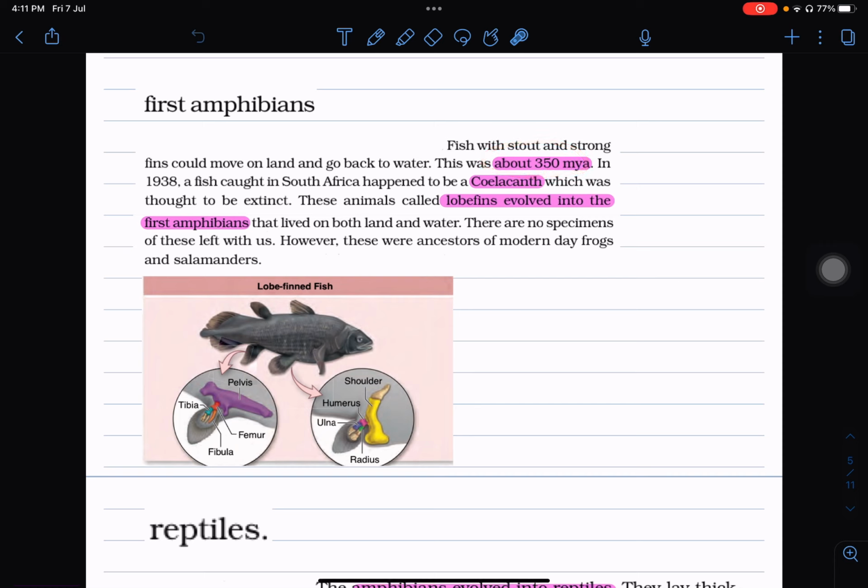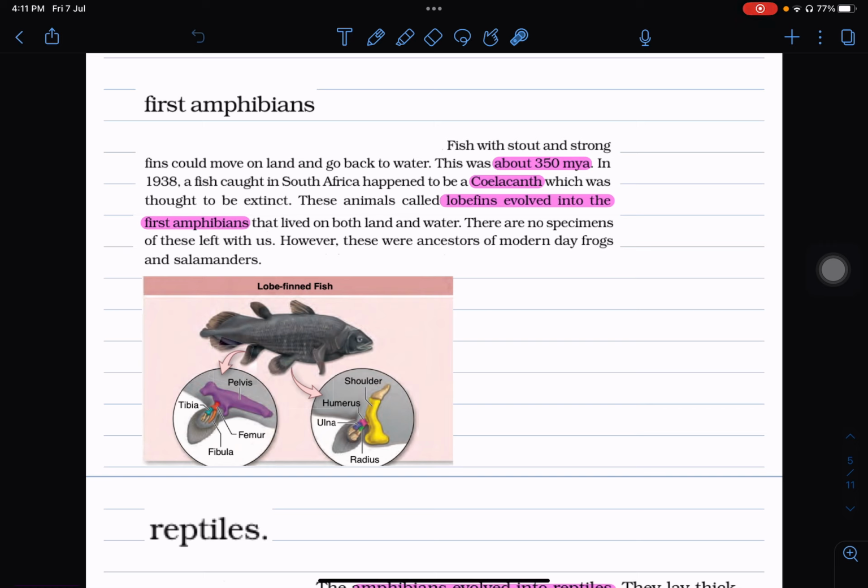The fish with stout and strong fins could move on land and go back to water. This was about 350 million years ago. So that means the first form of amphibians originated around 350 million years ago. And this group of fish are called lobe-finned fish. Lobe fins, we call them, because they have very thick, fleshy fins with some bony support. By using this, they can migrate to the land.